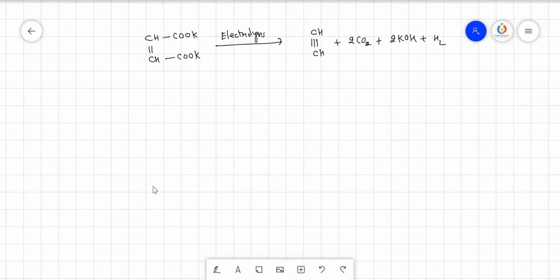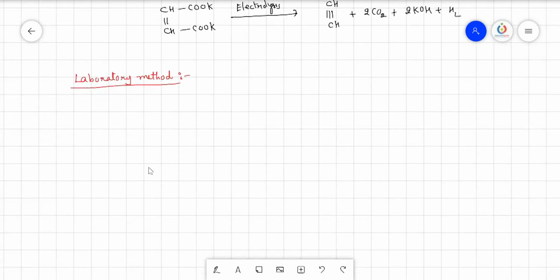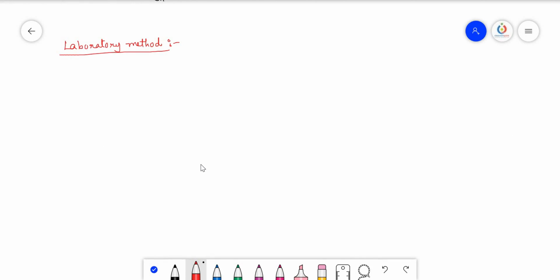So in this way we can prepare the acetylene molecule. Now let us see the laboratory method, how to prepare the alkyne, that is acetylene, in the laboratory. In this laboratory method, we just take calcium carbide, CaC2. Calcium carbide on reaction with water produces C2H2, that means CH triple bond CH, plus calcium hydroxide.